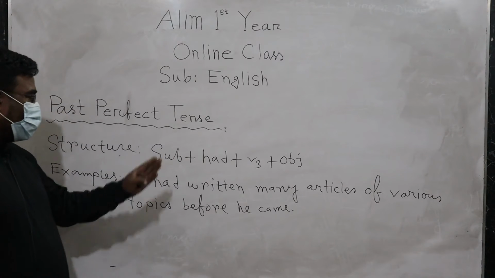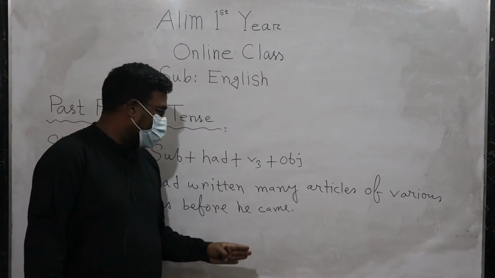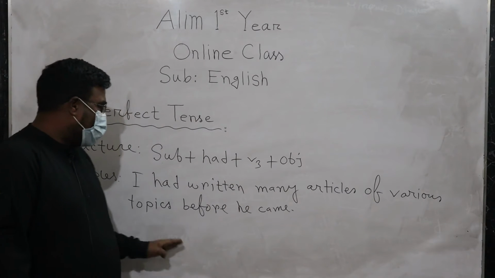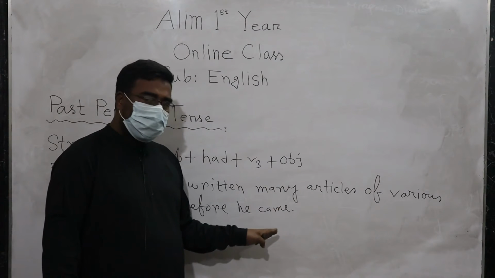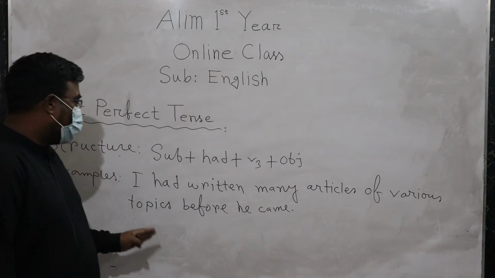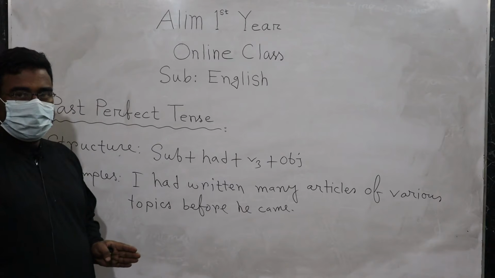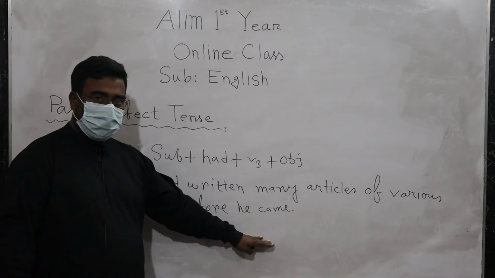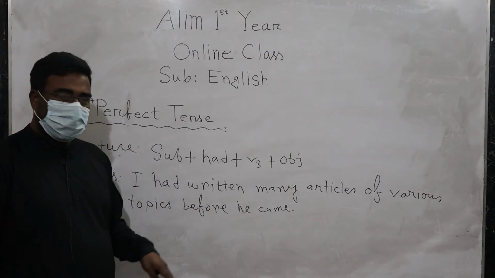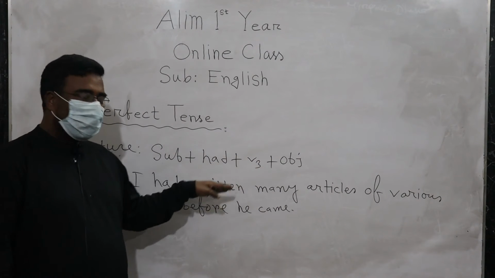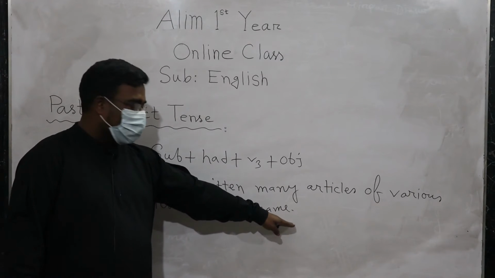My dear learners, notice this sentence carefully. Here we have two actions. One is written and the second action is came. So we have two verbs here. One is I had written many articles of various topics, and then before he came. Here one action occurred, then the other action. Here the action written occurred before the verb came.